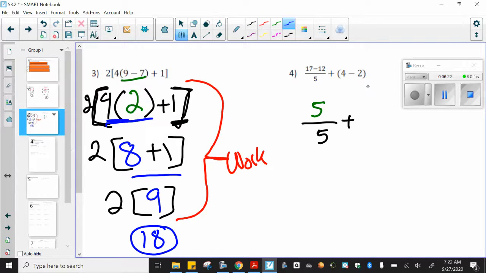The answer to 4 minus 2 is 2. Oh, I read that in blue. Sorry, that one is also the answer to the grouping symbol. Here, I'll go over it in green.